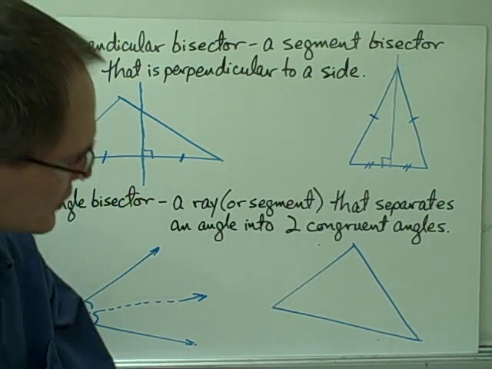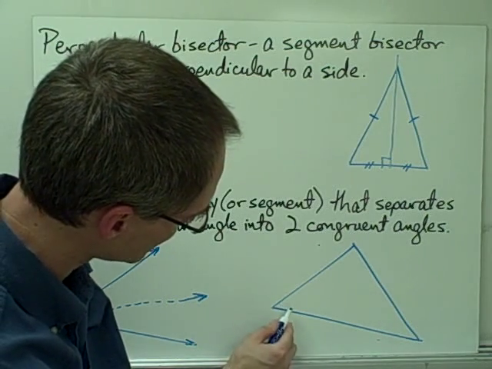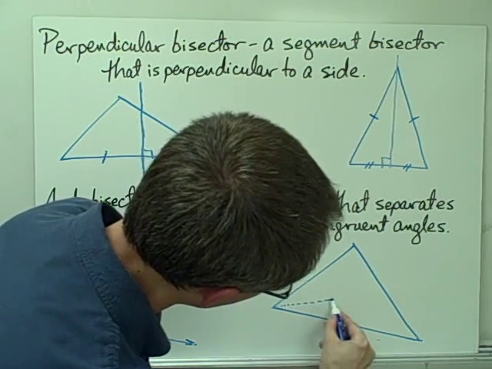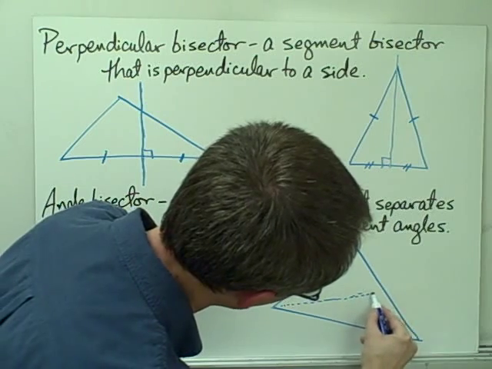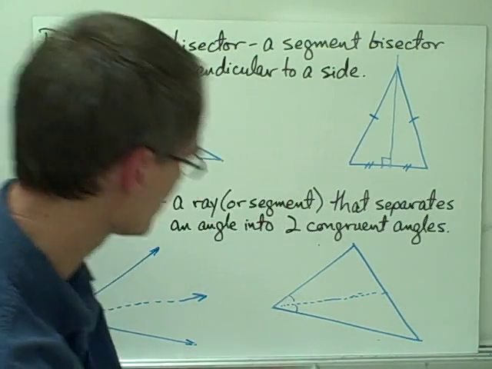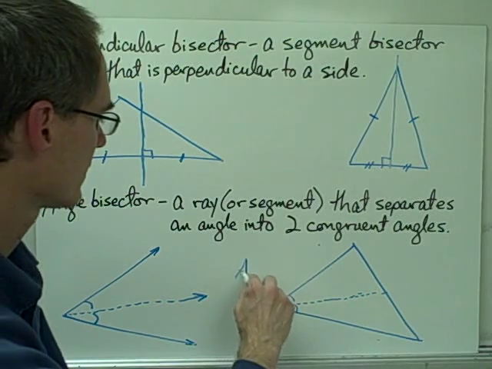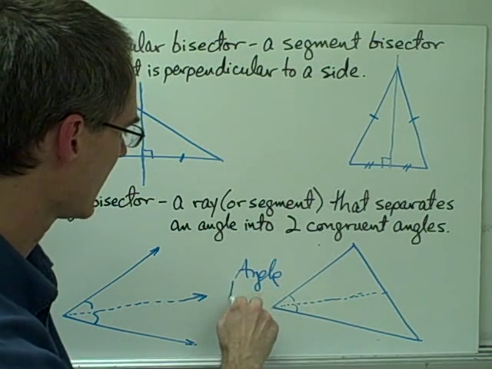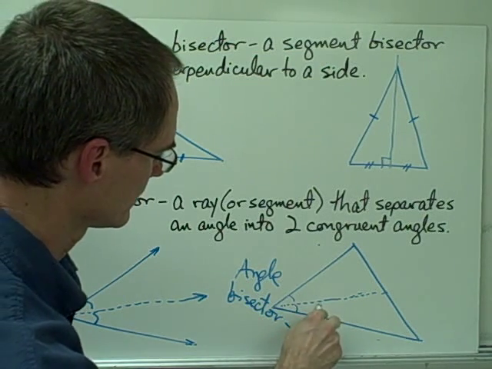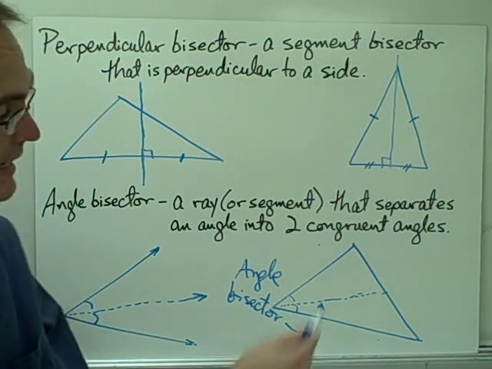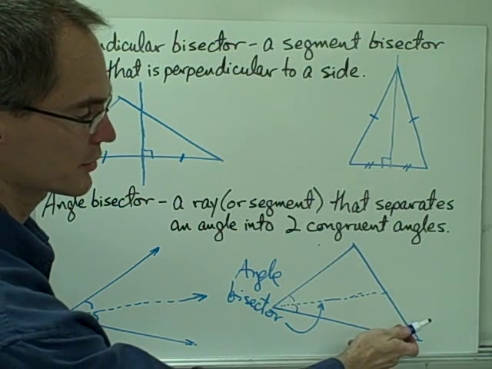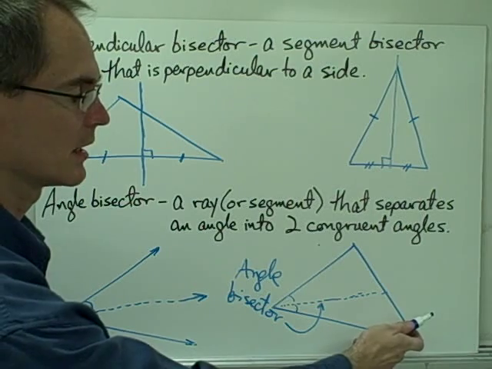So if I'm talking about this angle right here in my triangle, and if I want to draw a segment that divides this angle into 2 congruent angles, well, this then is my angle bisector for this angle. And again, I could have drawn an angle bisector that bisected this angle. I could also draw an angle bisector that bisected this angle.